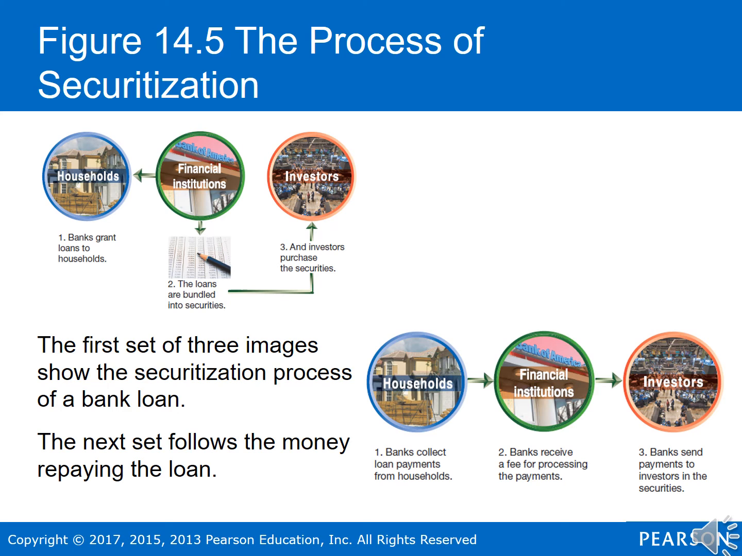So every time someone pays off their mortgage, that money goes through the initial financial institution to those investors. So banks collect those payments from households, and we see this in the second part of the diagram. The money goes to the financial institutions, to the banks, who get a fee for processing those payments. And then the banks send those payments to the investors, and that's where their income stream comes from.